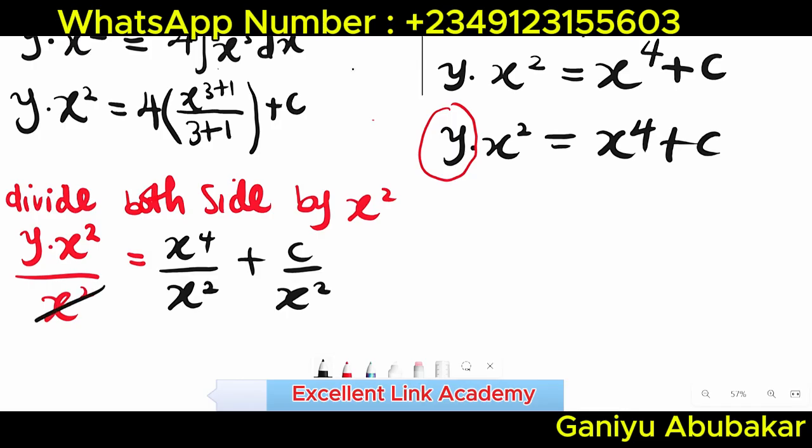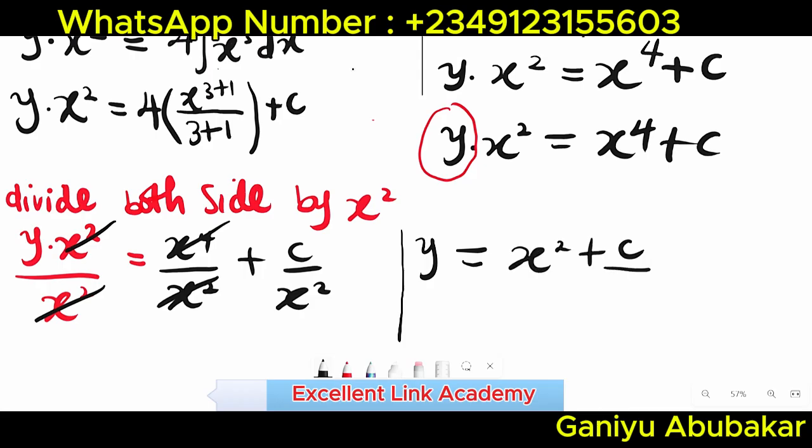What do you observe? This will cancel this. I'll be having y left, so y equals x squared cancels to the power 4. I'll have x squared left, so x squared plus c over x squared. We said at this junction, this is our final answer. So y is this value. If we are to solve method 4 normally, this is my answer.